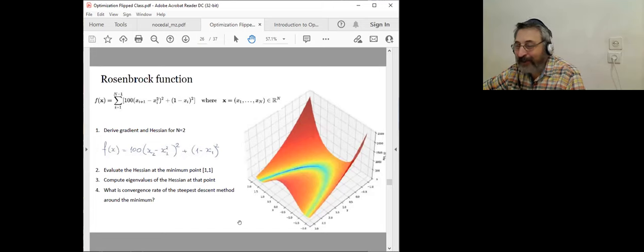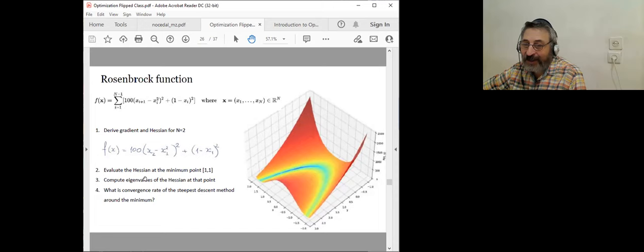And what we will do now is derive the expression first for the gradient, which is technical, but mainly for the Hessian of this function. With two variables, it's enough. Then I will ask you to compute the eigenvalues of the Hessian and see what the condition number is, and we will see how fast gradient descent converges for this function. So you can start working.